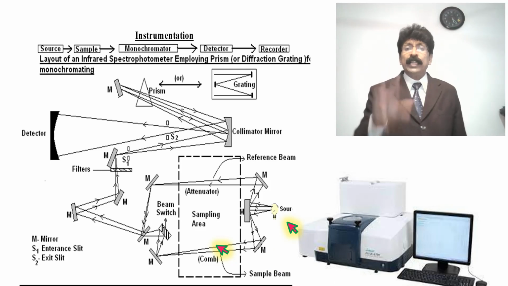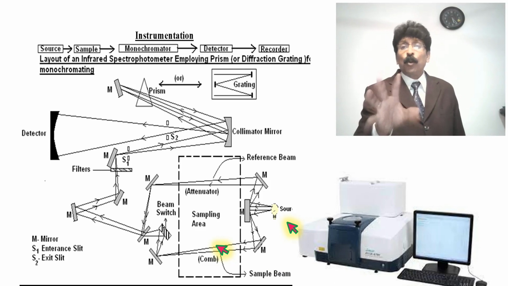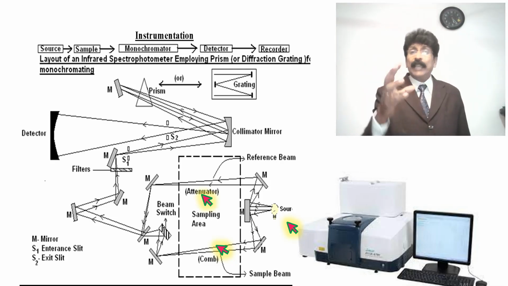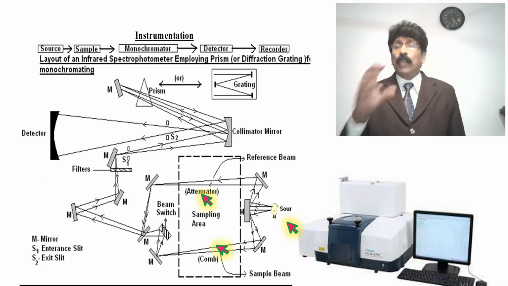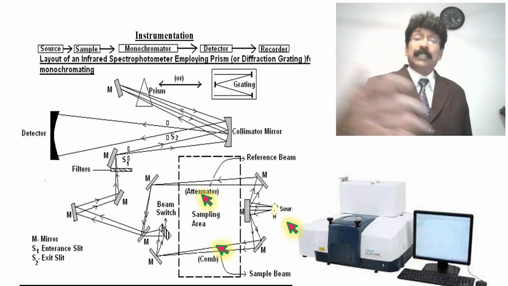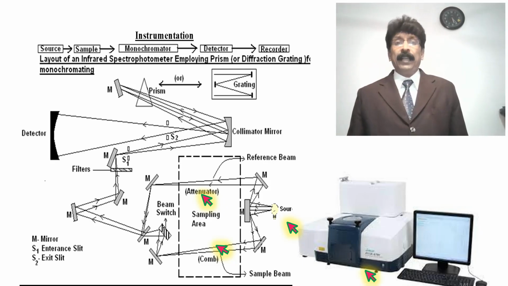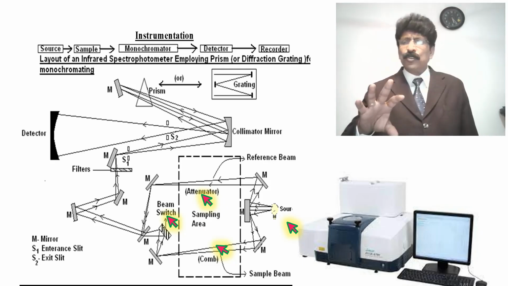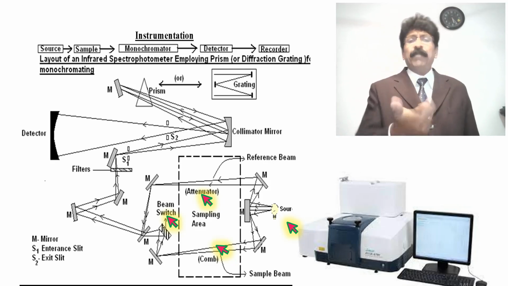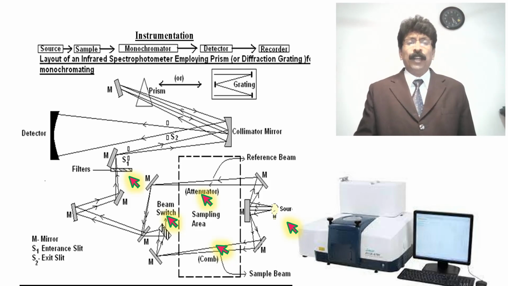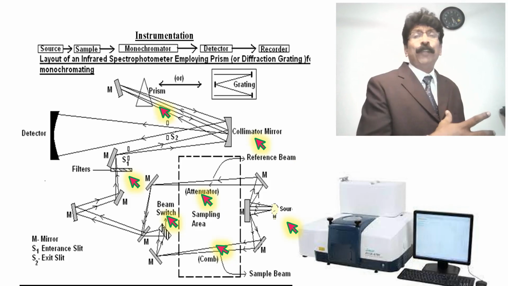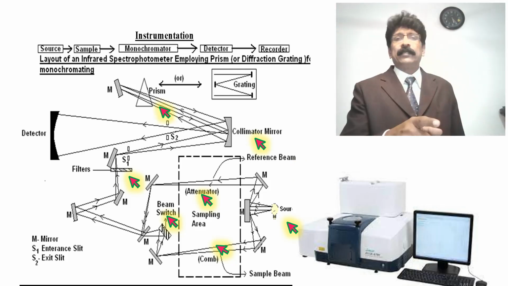So here there is a comb which controls the IR rays coming from the source into the sampling area. An attenuator is also used, which also controls the rays, with the two reflecting mirrors. It comes inside this sampling area, and beam selecting or beam switching decides which beam has to pass through to the filter. Next comes the collimating mirror, which gives to the prism, monochromator, or grating.